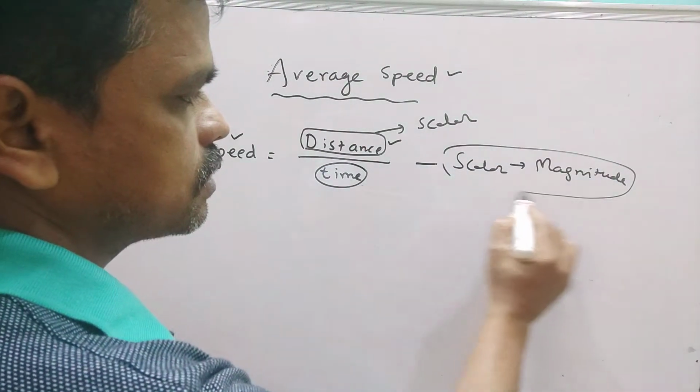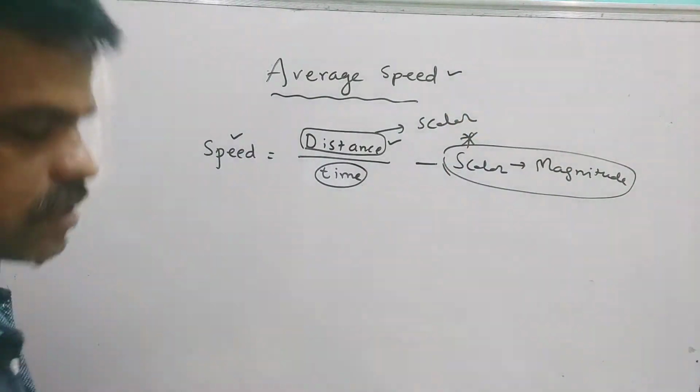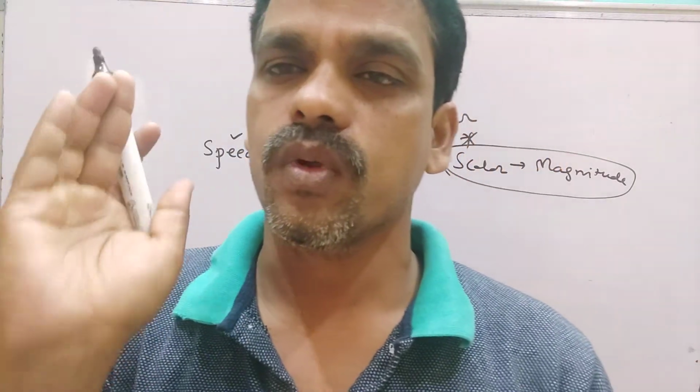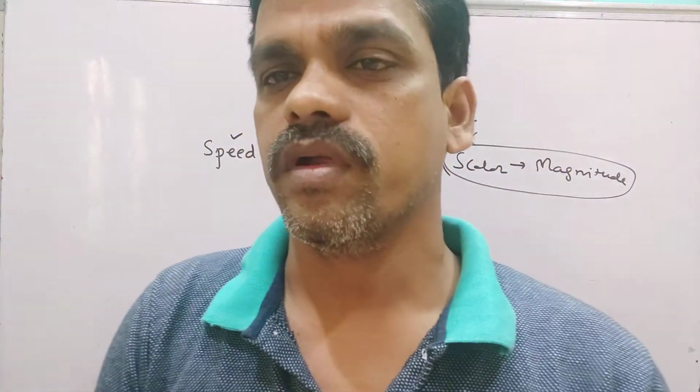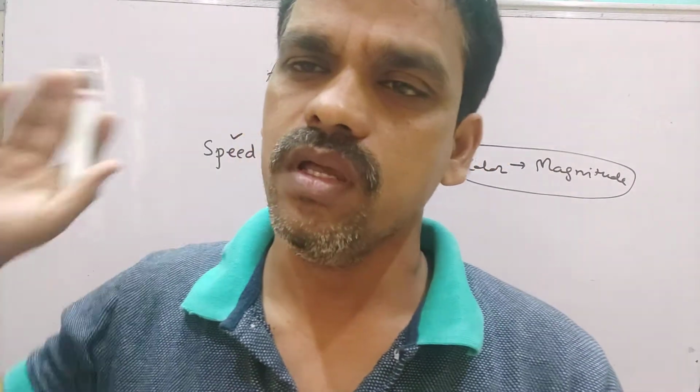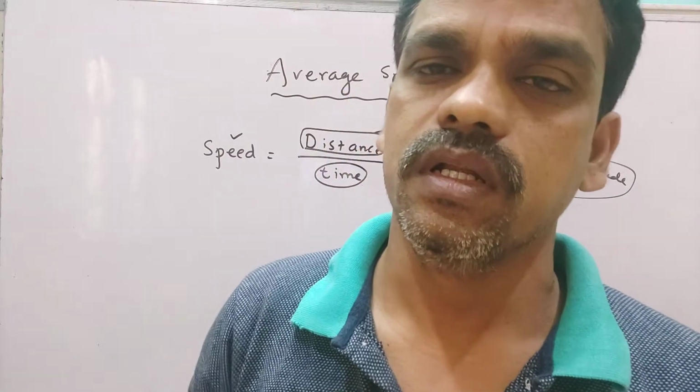Listen very carefully. Scalar has only magnitude. Here speed is only a scalar quantity. It has no direction, that's why it is not a vector. Speed is nothing but how much distance we travel in 1 second. A particle travels in 1 second, how much distance it covered, that is nothing but speed.